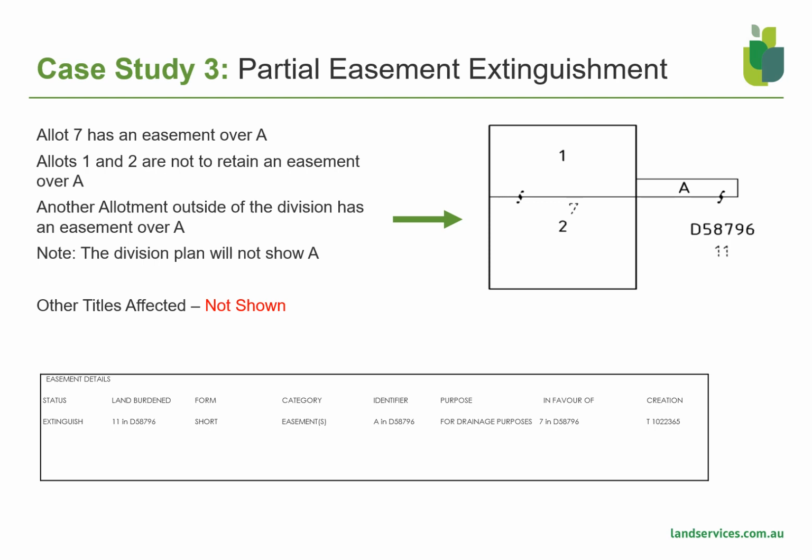As you can see in the easement note below in the diagram, there is a full extinguishment of easement A over allotment 7.